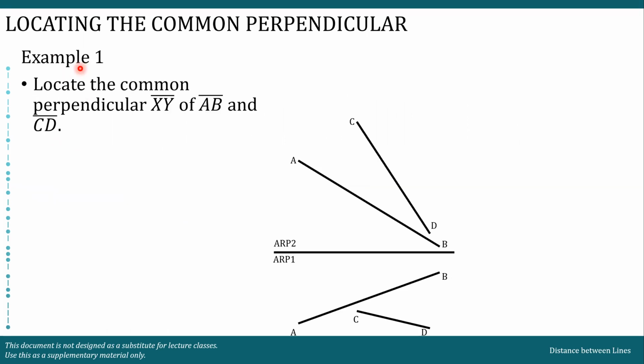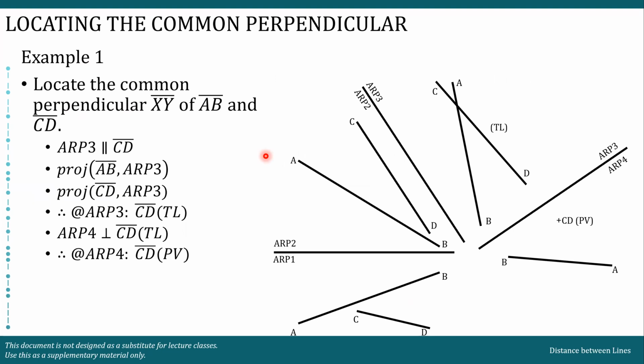So ito yung example natin. Sample 1, let's locate the common perpendicular XY of AB and CD. So this is your AB, CD. Ano yung steps natin? Sinulat ko na in terms of notations para meron kayong reference kung paano ba siya ginagawa.